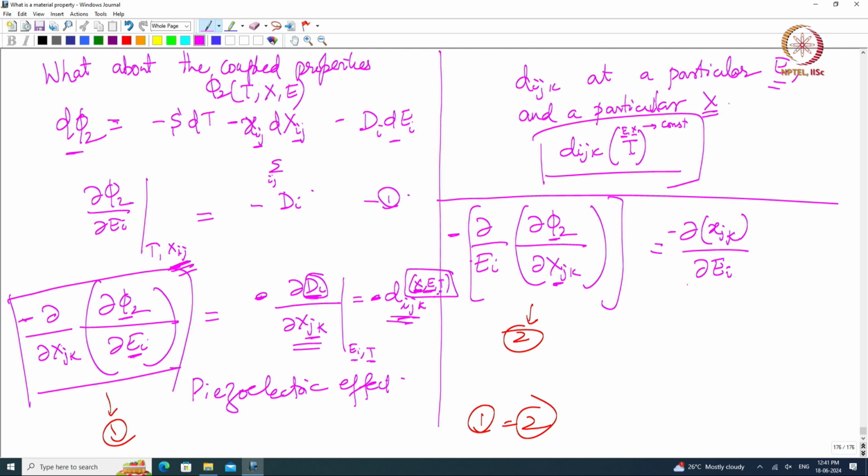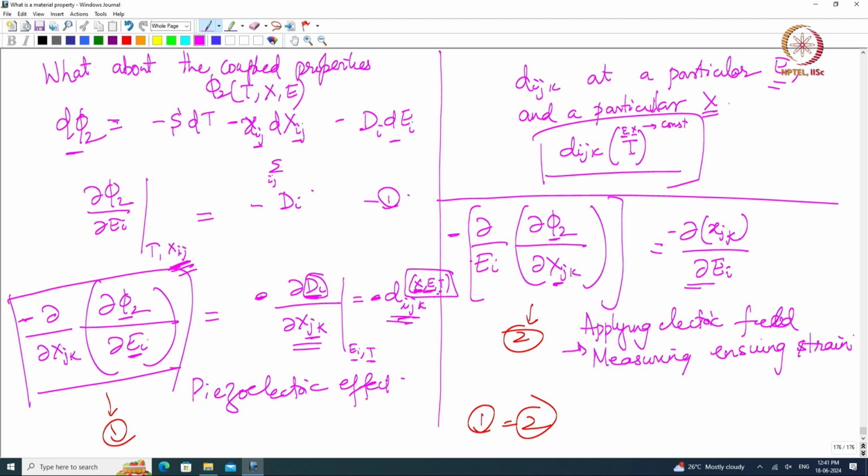Okay. So, here what am I doing? I am applying electric field and measuring the ensuing strain, right. So, I apply electric field Ei and I get strain xjk. Here I am applying stress and measuring the displacement, measuring the charge. Okay. So, what is this? This is converse piezoelectric effect.